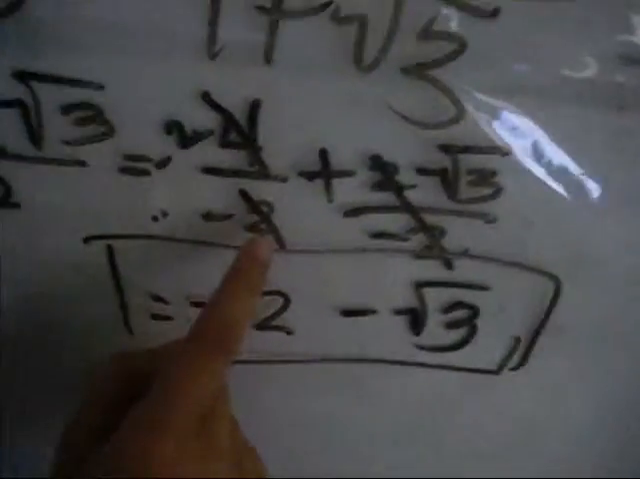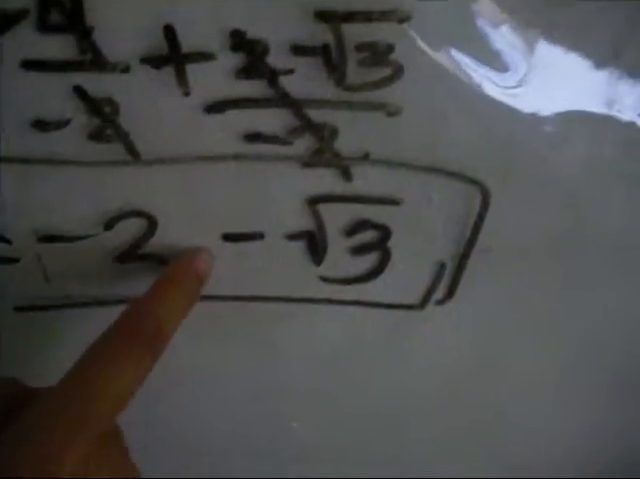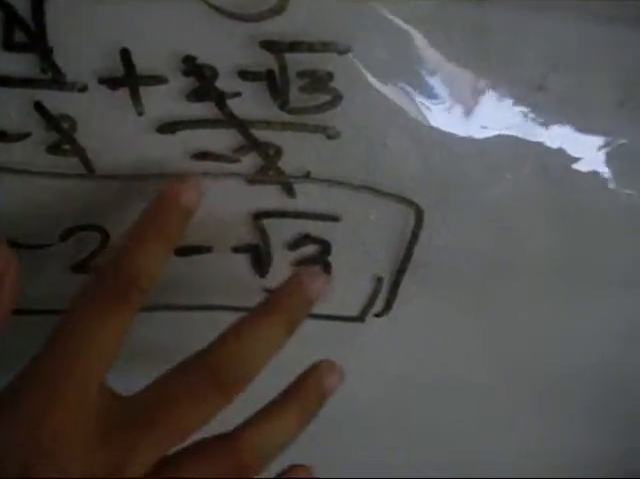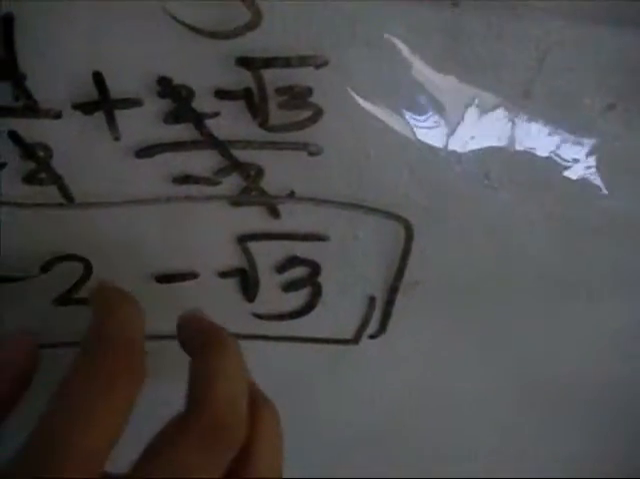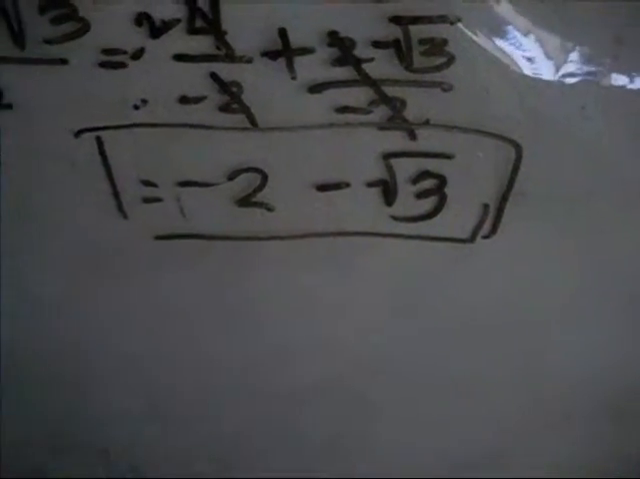4 divided by negative 2 equals negative 2. Then the second term will become negative because positive divided by negative is negative, and then the 2 will be cancelled to 1, which is a constant, so we don't have to write that number anymore, and then just copy the radical. Negative 2 minus square root of 3 is the final answer.